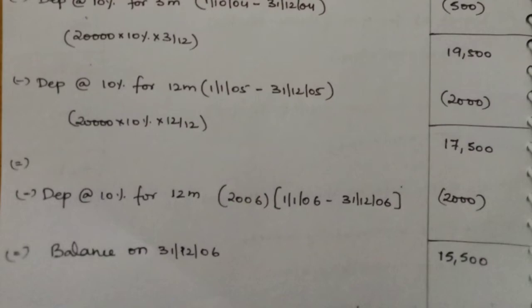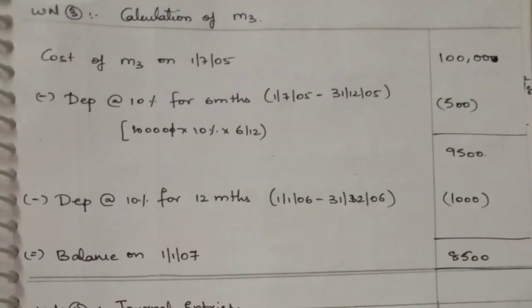And next comes machinery 3. Machinery 3, in the year 2004, is there any scenario regarding machinery 3? No, we have purchased machinery 3 in the year 2005. So now let's see from the year 2005 only. Make a separate working note for machinery 3. The cost of the machinery as on 1st July 2005 is rupees 10,000.